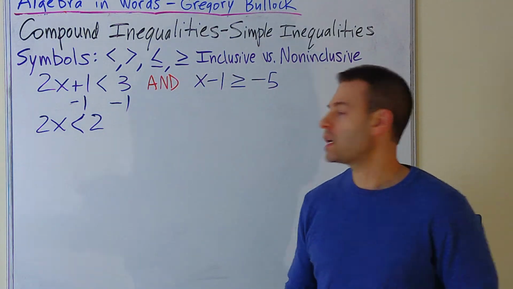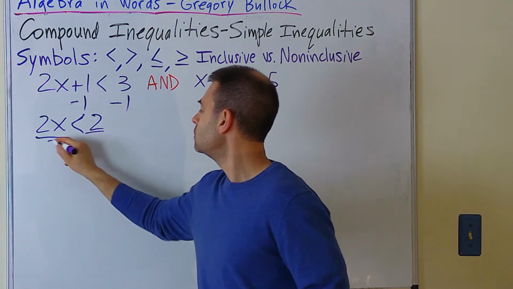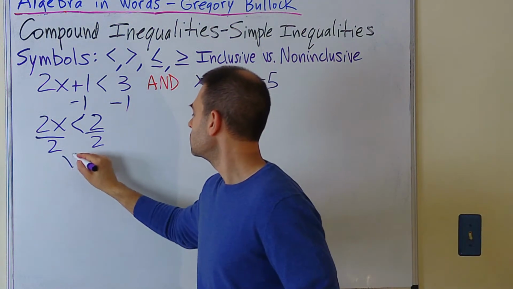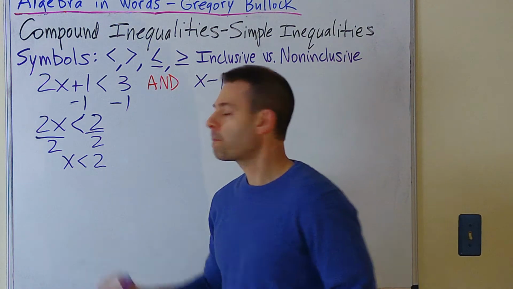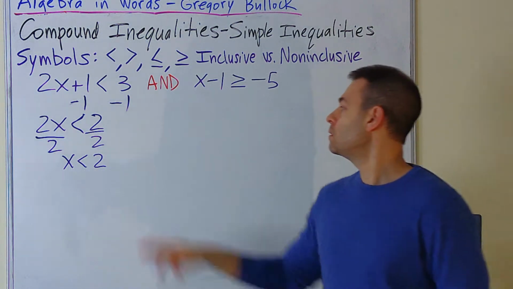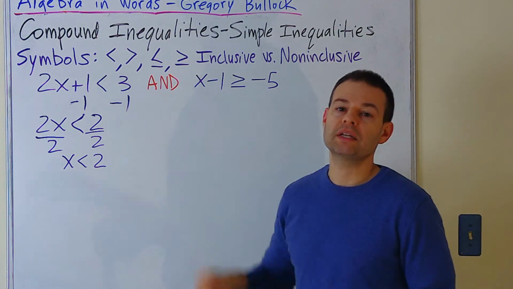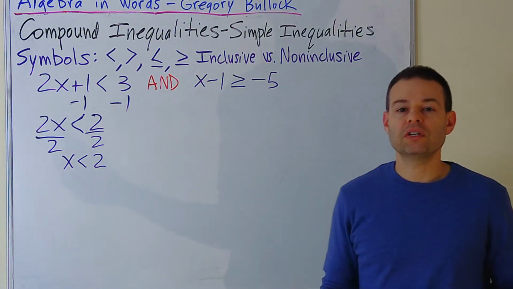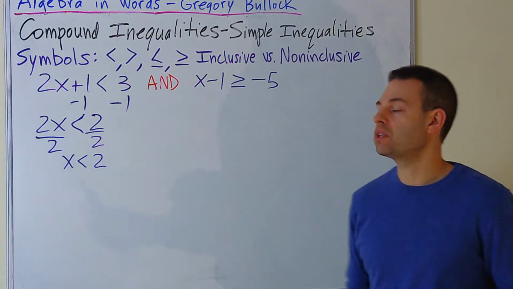And now let's divide both sides by 2. And we get x is less than 2. Okay, so we just solved the first simple inequality. Now let's look at the next one. And again, the goal is to isolate x and get everything else on the other side.